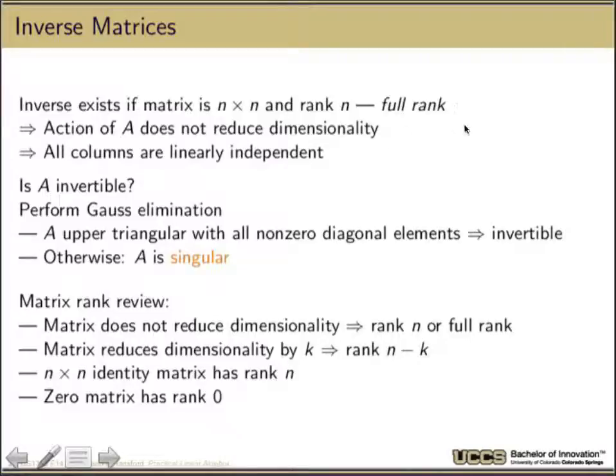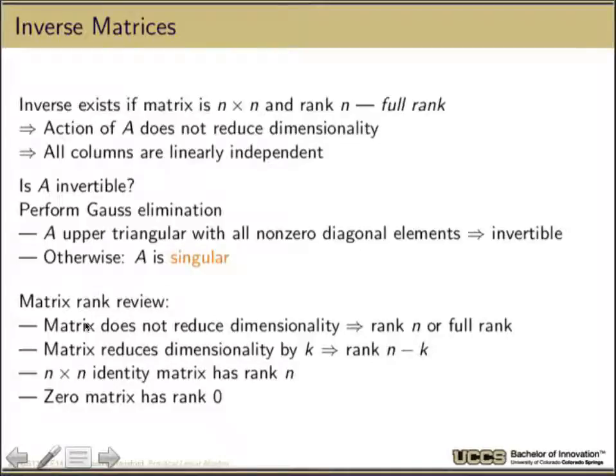The inverse exists if the n by n matrix has rank n. It's full rank. The action of A doesn't reduce dimensionality, so all columns are linearly independent. So if A is invertible, we can always do Gaussian elimination. A becomes upper triangular with all non-zero elements, so it's invertible. Otherwise, A is singular, right? If during the Gaussian elimination process we run into a zero diagonal, and I can't fix it with either a row pivot or a column pivot, then I'll know my matrix is singular.